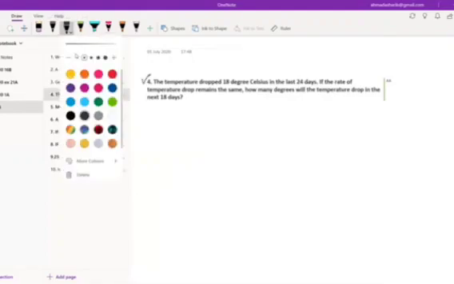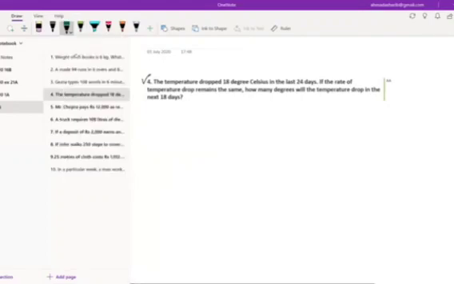Question number 4. Now read the question carefully and then we are going to solve it. This question is saying the temperature dropped 18 degrees Celsius in 24 days. If the rate of temperature drop remains the same, how many degrees will the temperature drop in the next 18 days? This is the question.